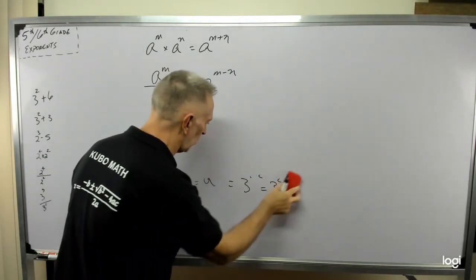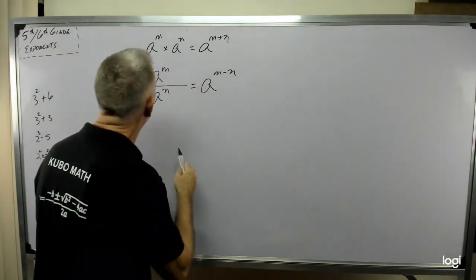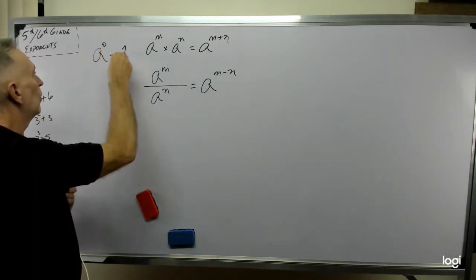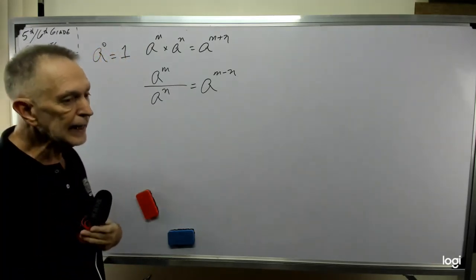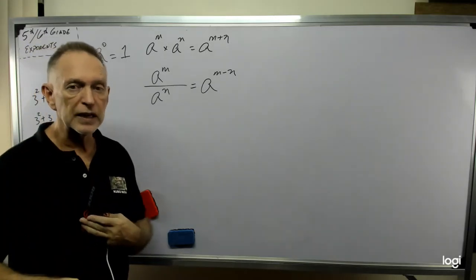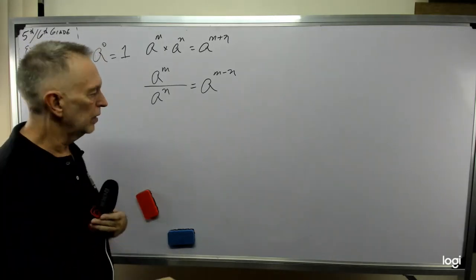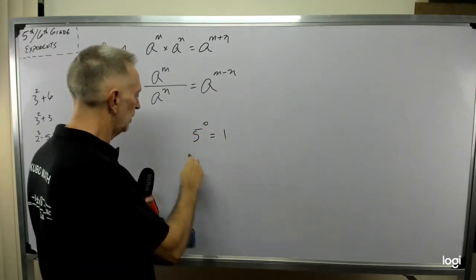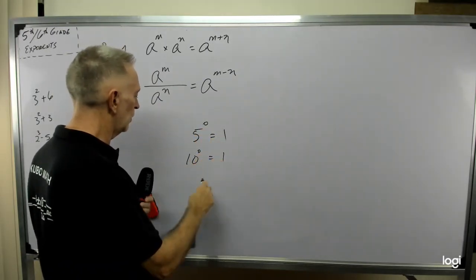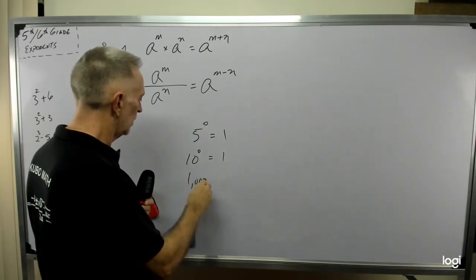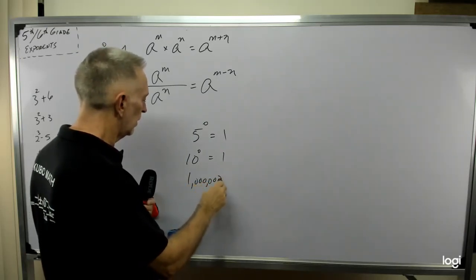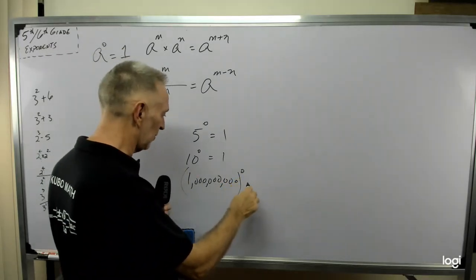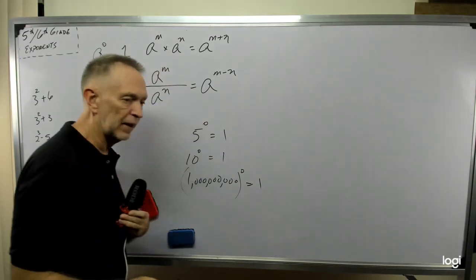There is one more rule. a to the 0 equals 1. Any number raised to the 0 power is 1. If I have 5 to the 0, that's 1. 10 to the 0 is 1. 1 million, billion, whatever that number is, raised to the 0, that's 1. Doesn't matter. Okay?